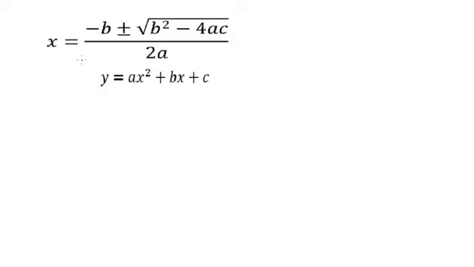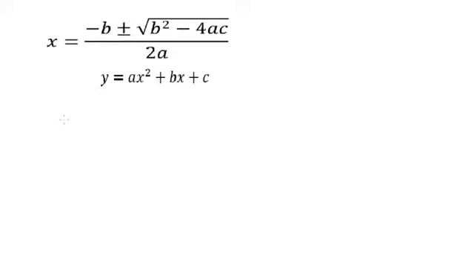In this video, we'll learn how to solve for x using the quadratic formula. So here we have the quadratic formula, which is x is equivalent to negative b plus or minus square root of b squared minus 4ac over 2a. And you're going to use the quadratic formula when you're supposed to solve for x from a quadratic equation, which is ax squared plus bx plus c.